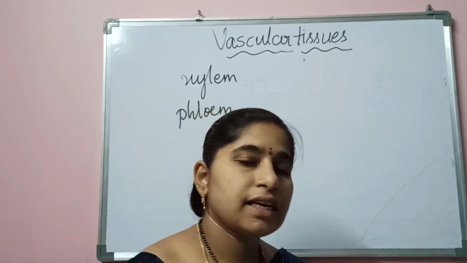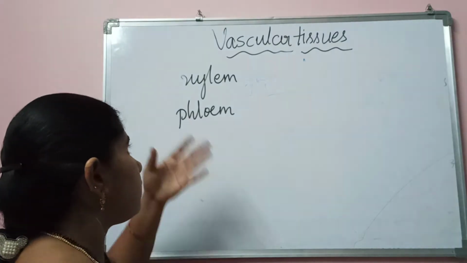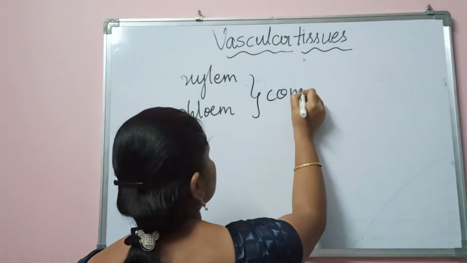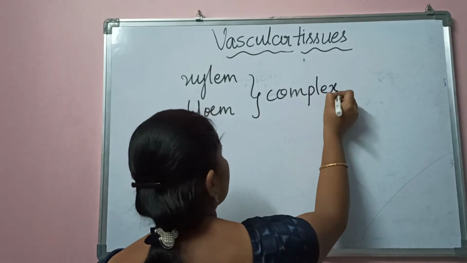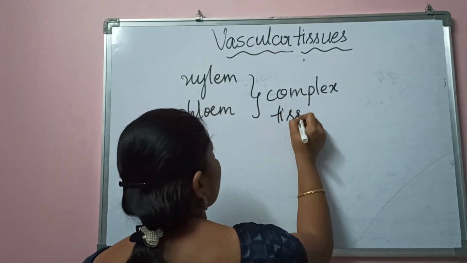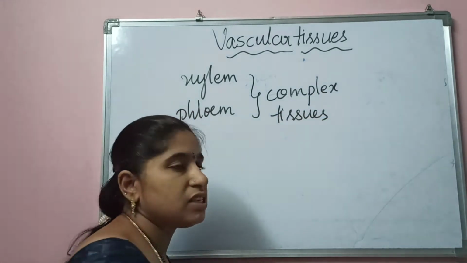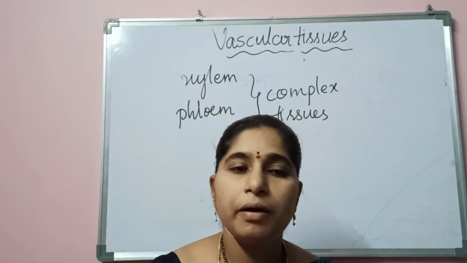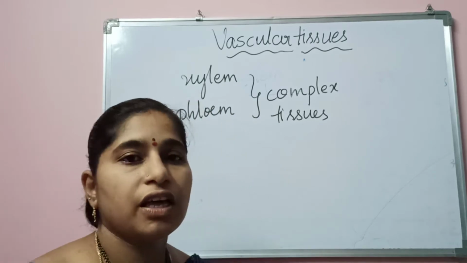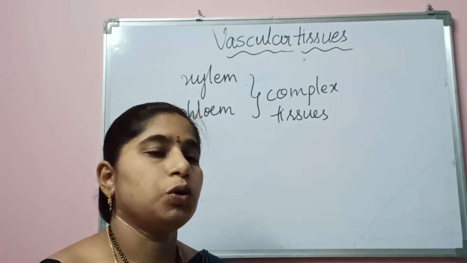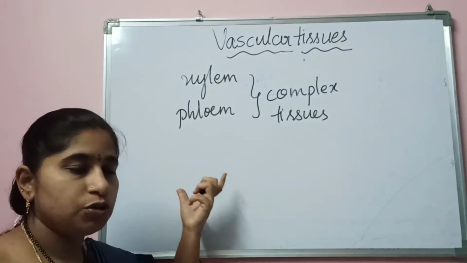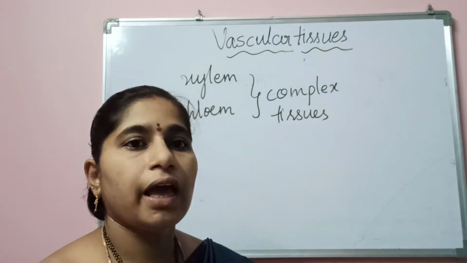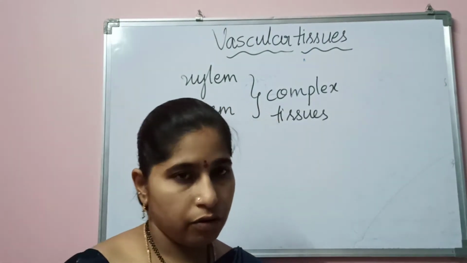These vascular tissues are of two types: xylem and phloem. These vascular tissues are called complex tissues. Why are they called complex tissues? Because they are not made up of a single type of cell. They are made up of different types of cells. That's why they are called complex tissues. So under the complex tissues you can write down xylem and phloem. Now we will study the xylem and phloem in detail.